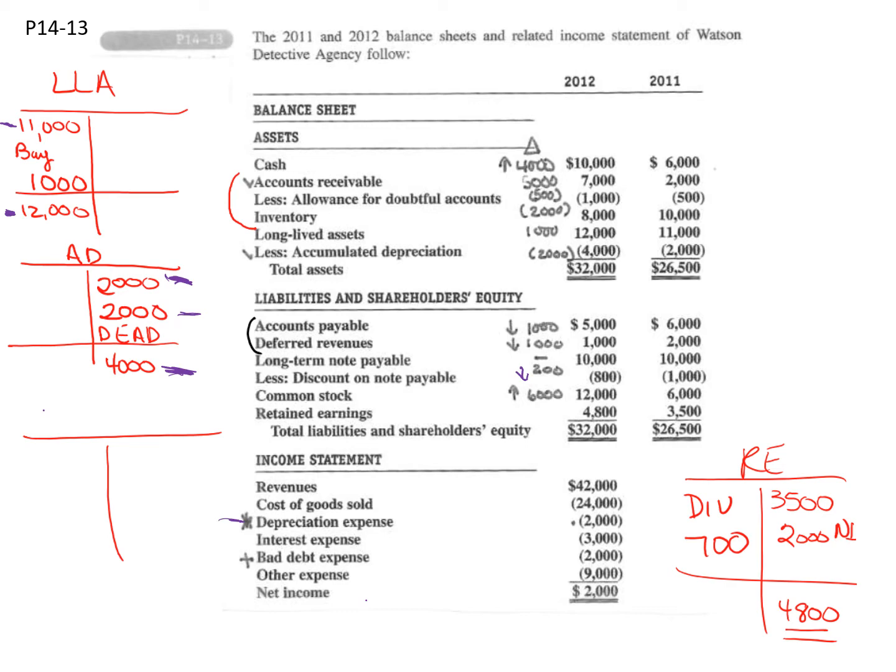And then when I analyzed my retained earnings, beginning of the year was $3,500, end of the year was $48,000. I know from the income statement, net income was $2,000, so I must have paid dividends of 700. So we've analyzed everything. We have all the pieces. Now let's just put it together.